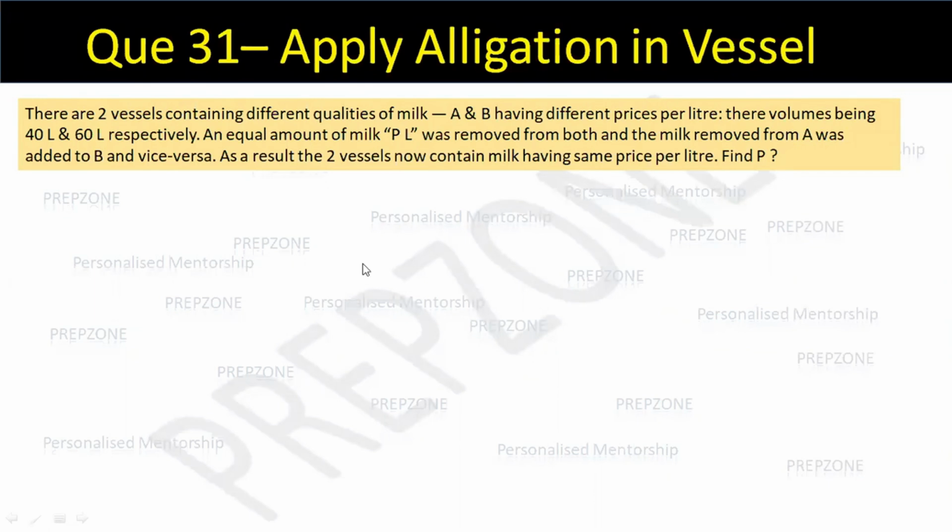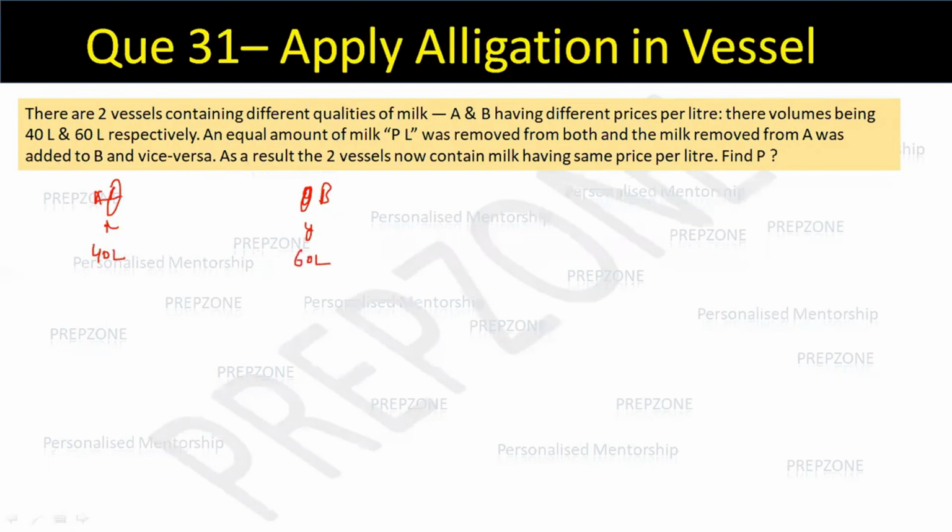What is given to us in the question is, I have two vessels containing different qualities of milk. One is vessel A and this is vessel B. They have different qualities of milk, having different price per liter. Let's say here price per liter is X, and here price per liter be Y. Their volumes: this is 40 liters and this is 60 liters.